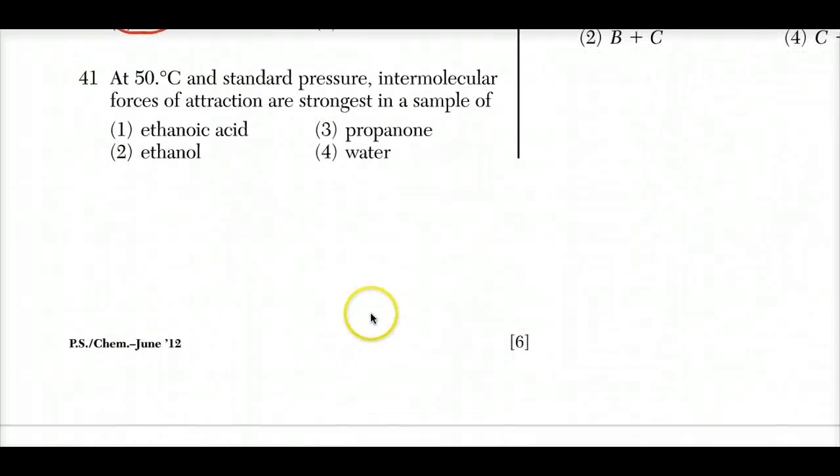41. At 50 degrees Celsius and standard pressure, the intermolecular forces of attraction are strongest in a sample of what? Well, looking at these 4 compounds, you may say, how do I know? You know ethanoic acid, you know ethanol, propanone. You should be able to know what these chemical formulas look like, but still you may not know anything about their intermolecular forces of attraction. Given this very specific piece of information, you should know that you need to go somewhere to look. And that place to look is a table of vapor pressures.